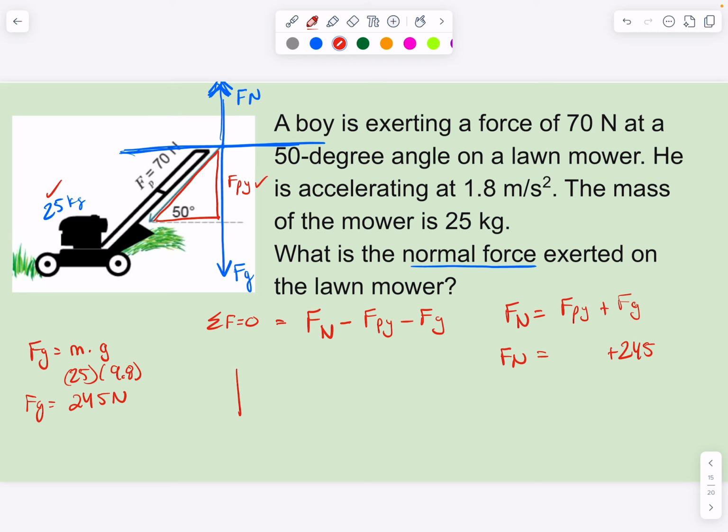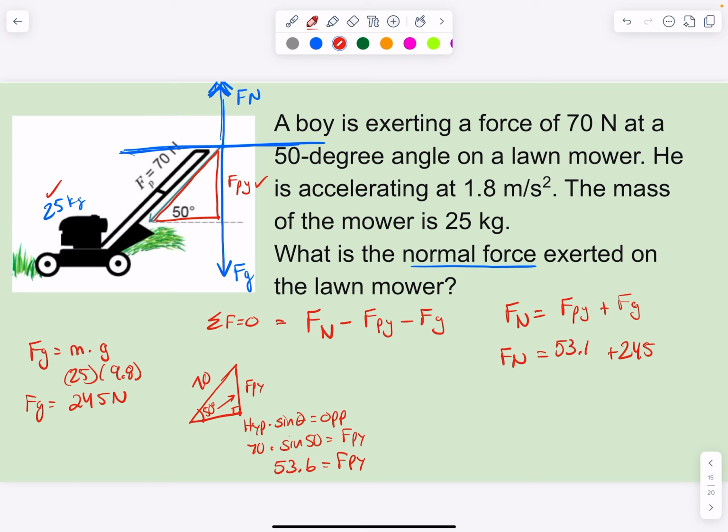Well, that's my triangle. We have a 50-degree angle and a hypotenuse of 70, and we're looking for FPY, which in this case is the opposite. So that's going to be the hypotenuse times the sine of the angle equals my opposite. So 70 times the sine of 50 equals my FPY. And 70 times sine of 50 is equal to 53.6 for our FPY. So now we can use that number and plug it in over here, 53.6.